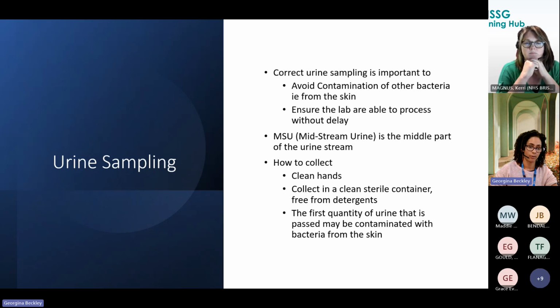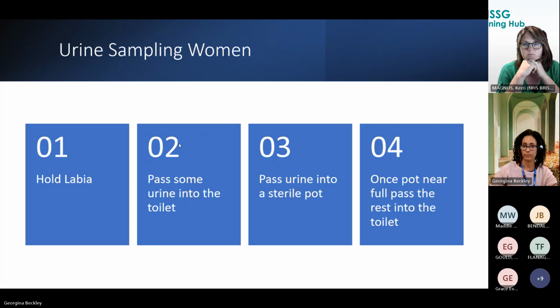Ideally, and I know this is difficult, especially in patients who aren't particularly mobile or can be confused, or paediatric samples, but ideally we'd like a midstream urine, and this is the part that's taken from the middle of the stream. So ideally you collect by the patient cleaning their hands, collecting in a sterile container free from detergents, and it's the first quantity of urine that's passed, which may be contaminated from the skin, and it's ideally the middle of the sample.